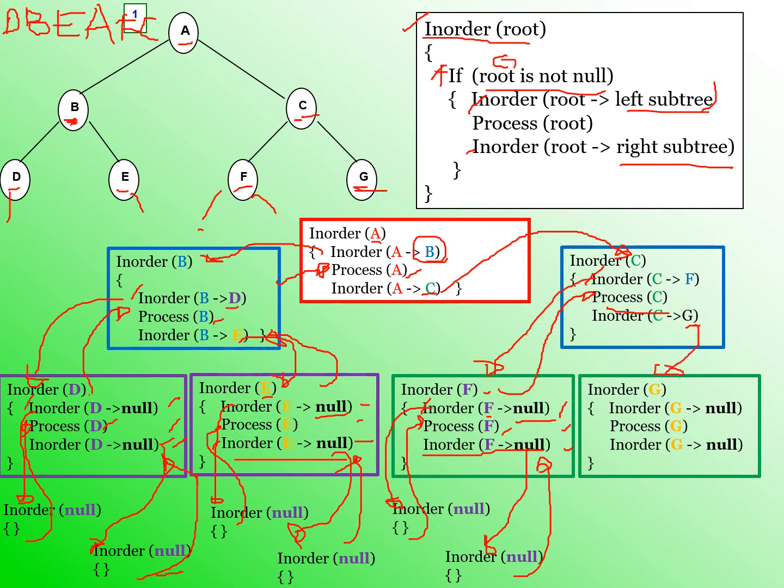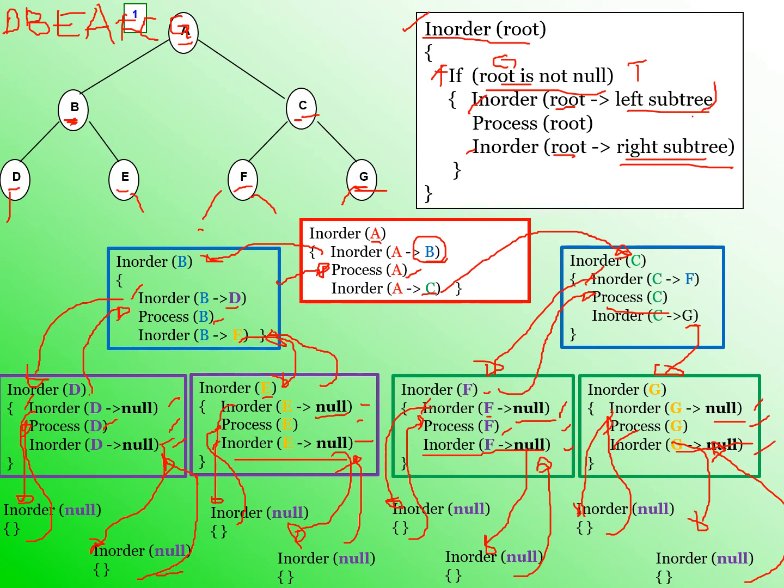Okay? Is G not null? True. Therefore, in order G referencing to left subtree, so left subtree ng G ay null. Okay? So, tinawag ang sarili in order null. Null ay not null, false. Go back to the calling function and then process G. Okay? After that, in order G, root referencing to right subtree, so G referencing to null. Okay? So again, if we're going to test this, root is not null, false. So, walang gagawin, balik lang sa tumawag sa kanya.